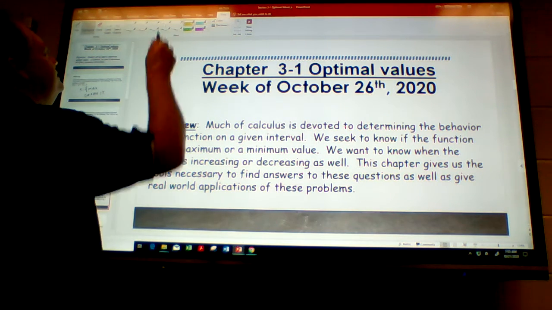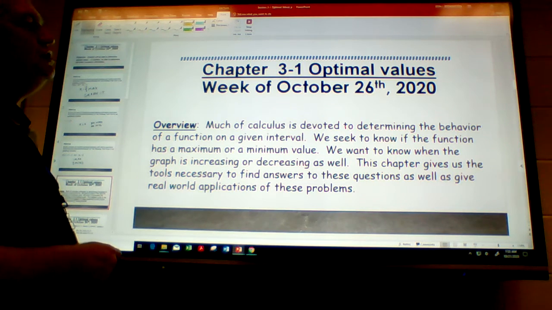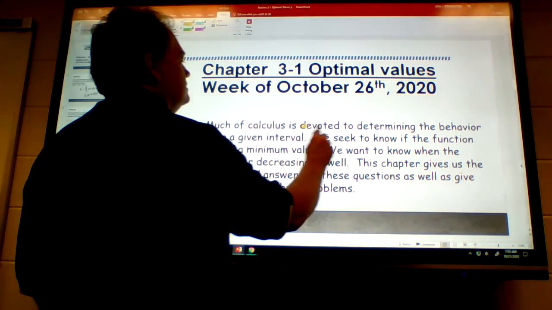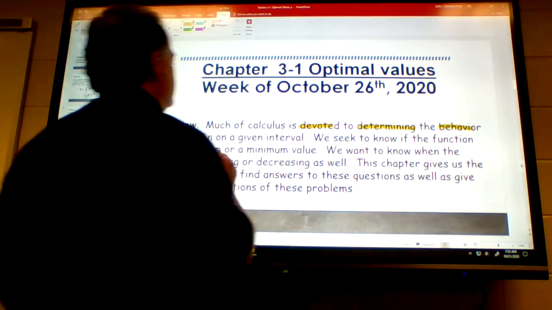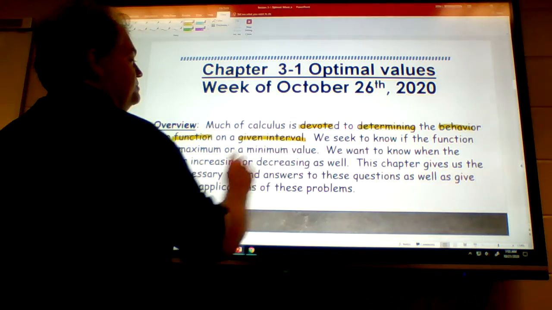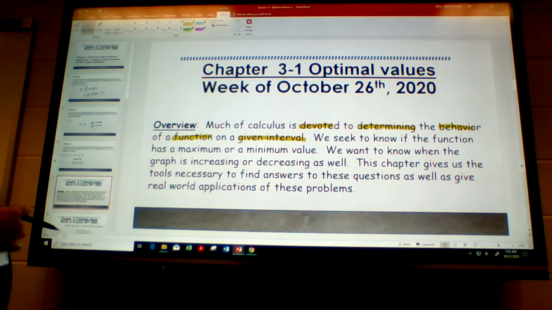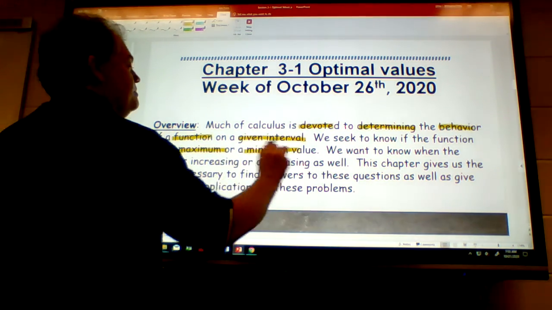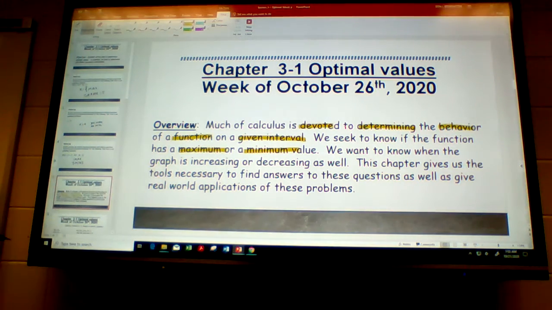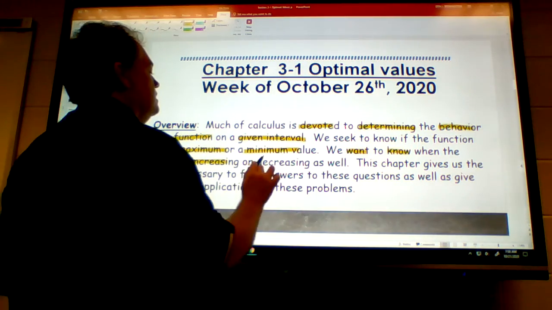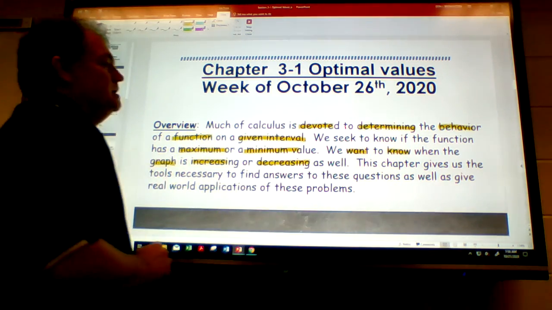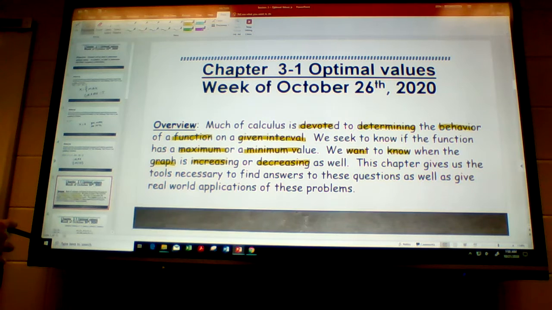3.1. Let's look at the following. Much of calculus is devoted to determining the behavior of a function on a given interval. We seek to know if the function has a maximum or a minimum value. We want to know when the graph is increasing or decreasing as well. This chapter gives us the tools necessary to find the answers to those questions, as well as real-world applications of these problems.